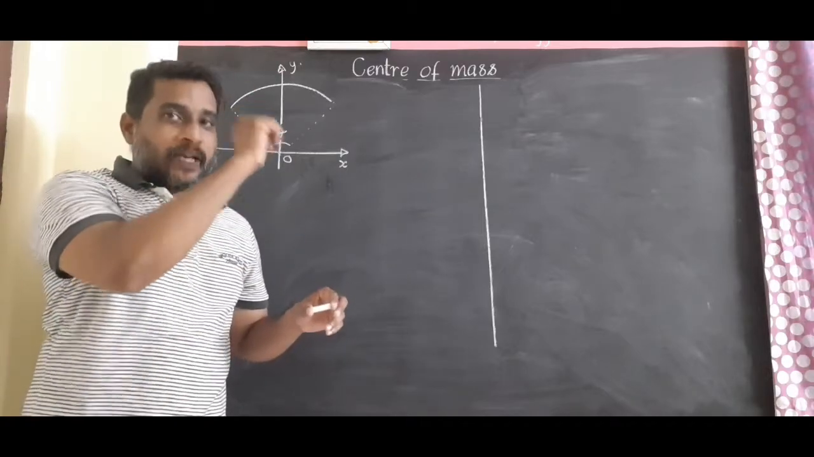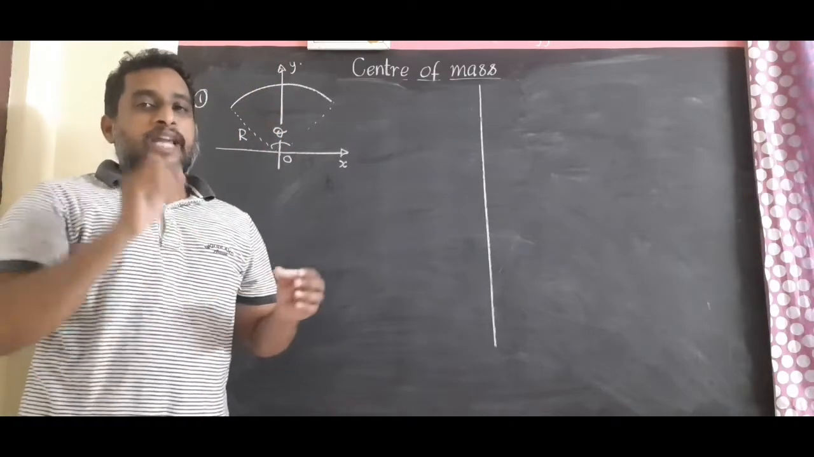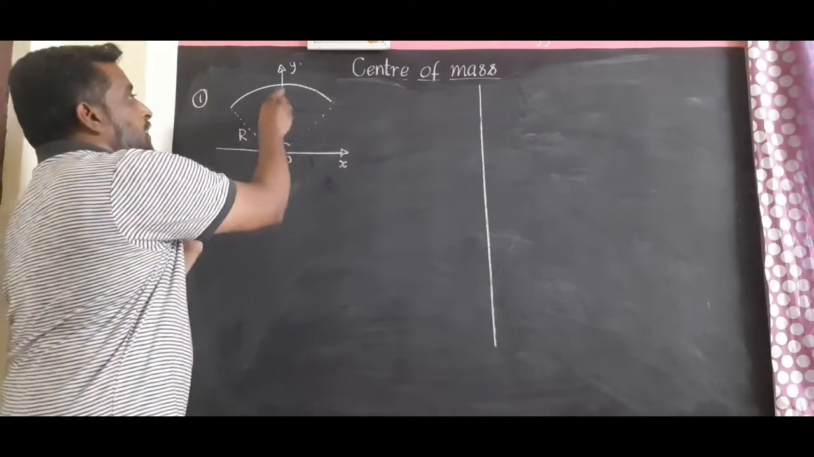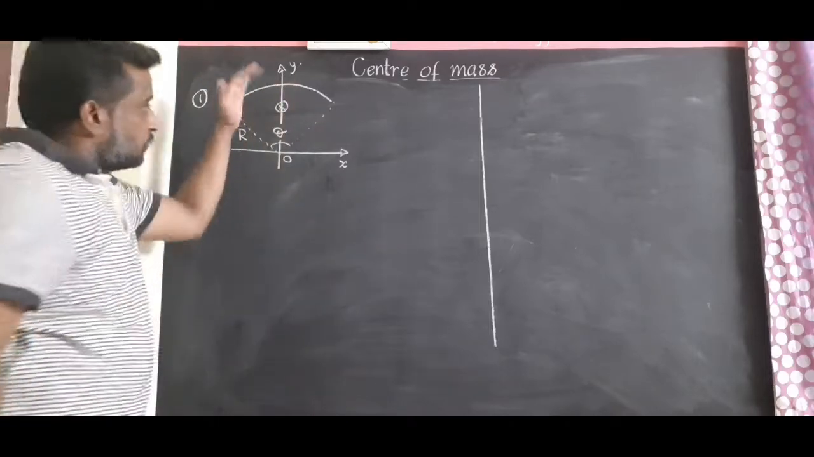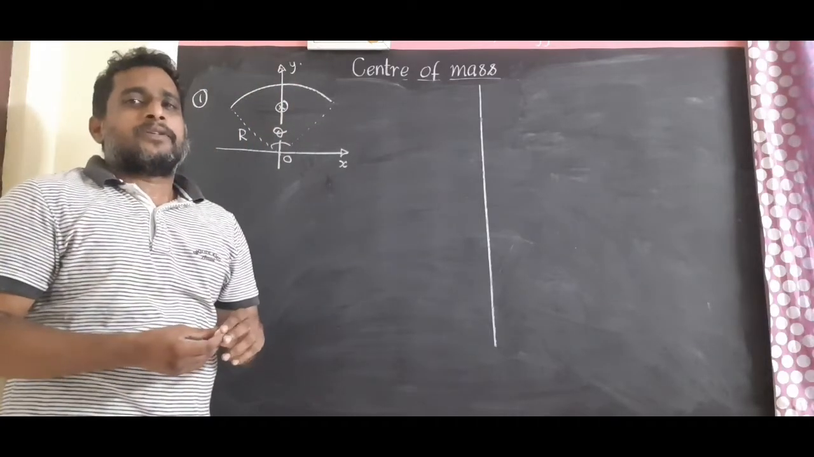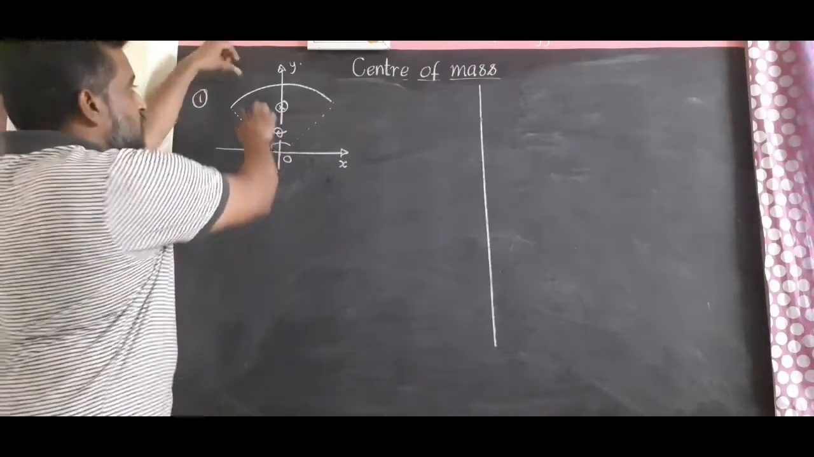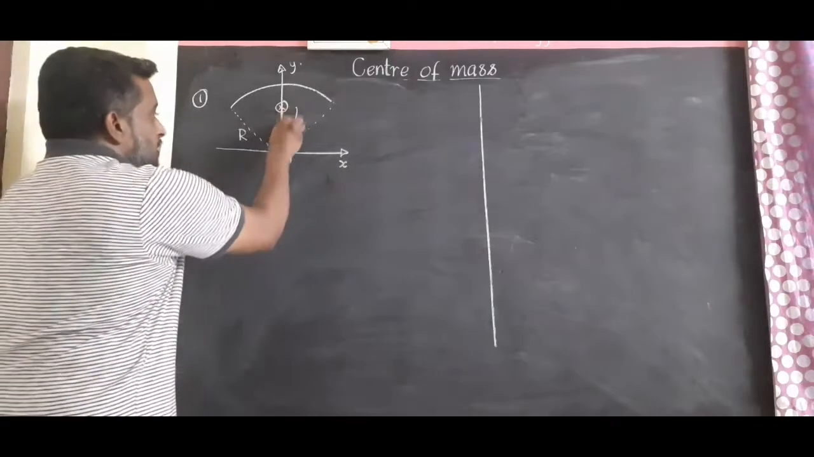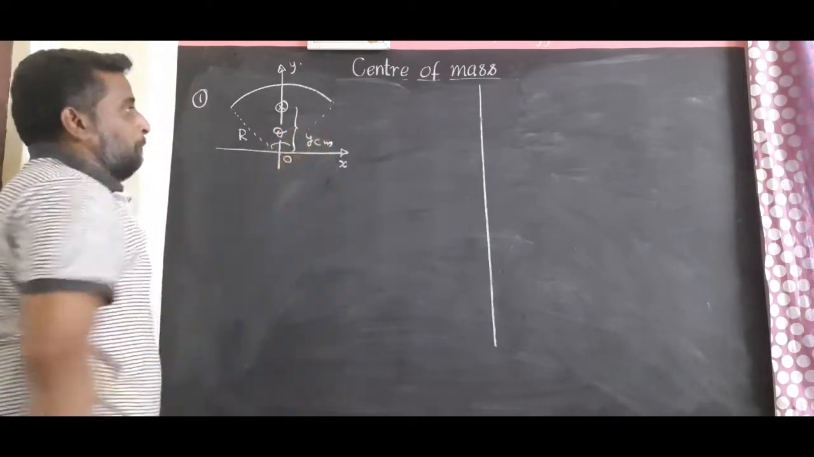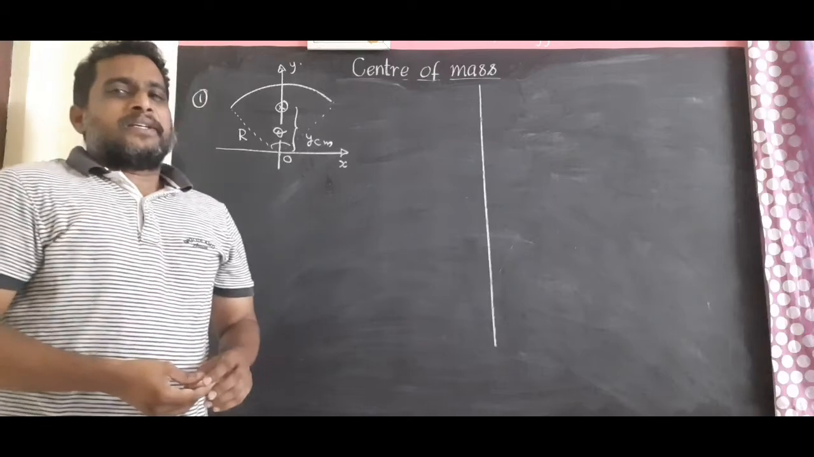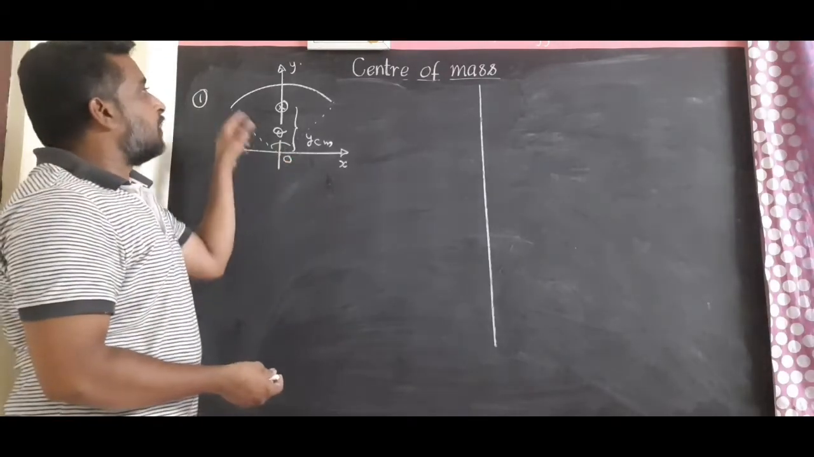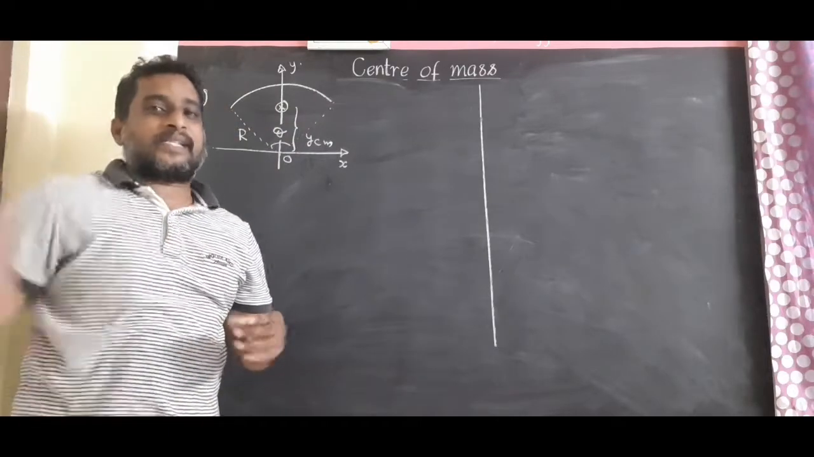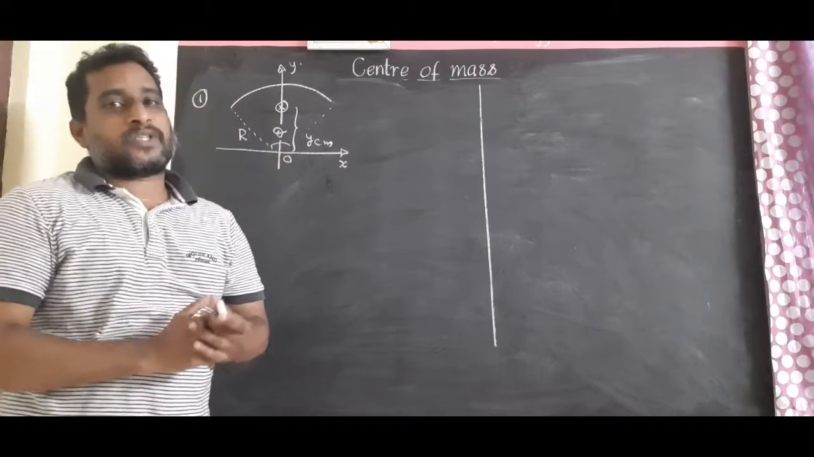As this wire is symmetrical about the y-axis, the center of mass of that arc-shaped wire definitely lies over that y-axis, somewhere here. Now, we have to locate the position of the center of mass of this arc-shaped wire from the x-axis, which means it represents YCM. In fact, the x coordinate of the center of mass will be equal to 0 because it lies over the y-axis. Only the y coordinate we have to calculate.